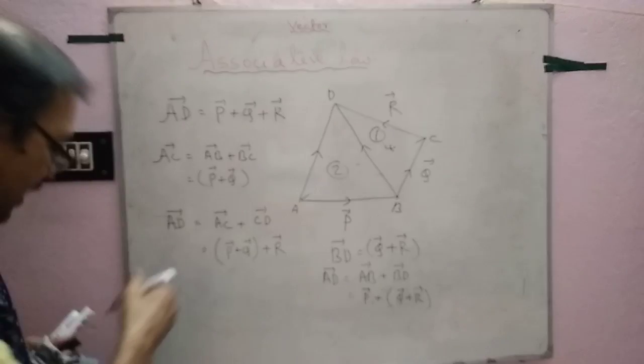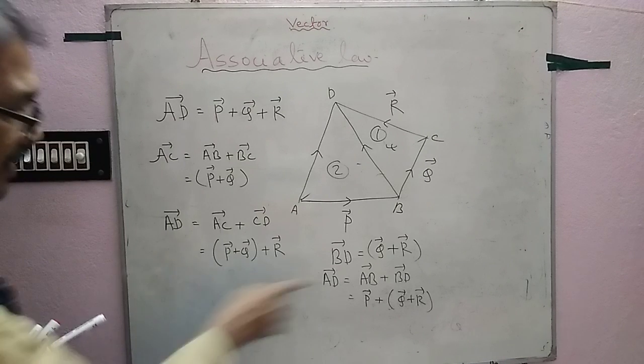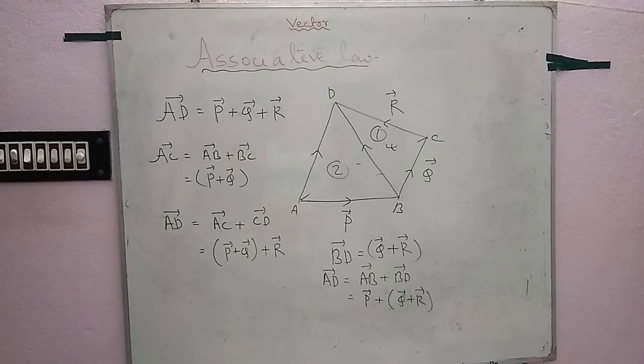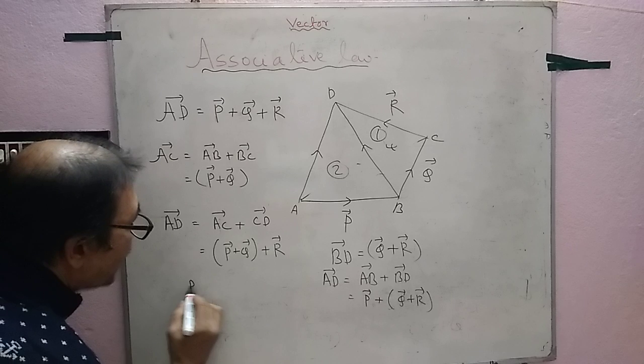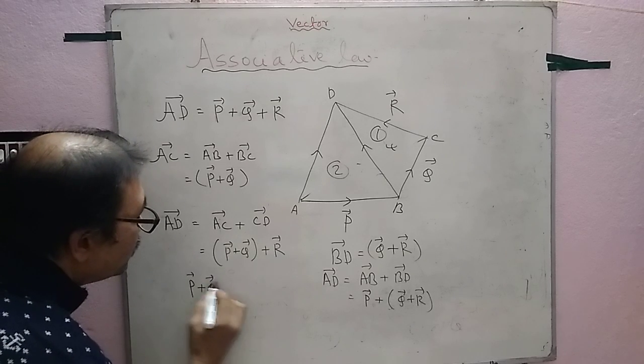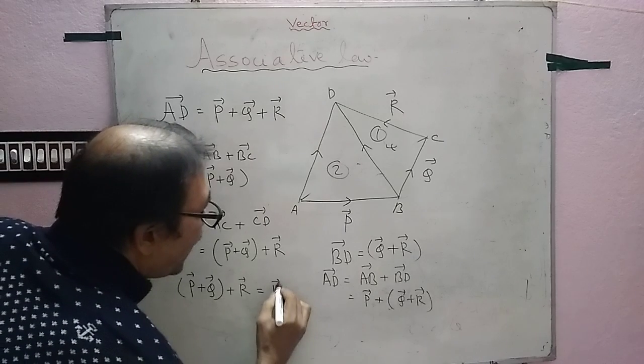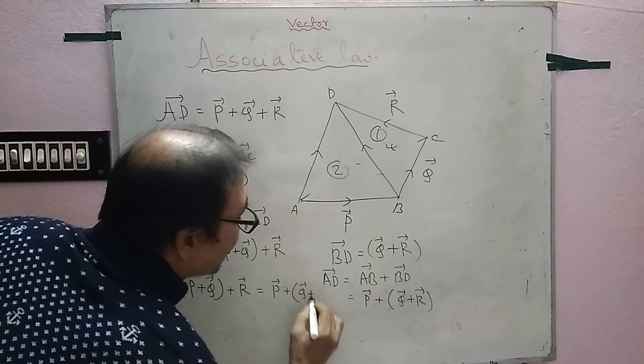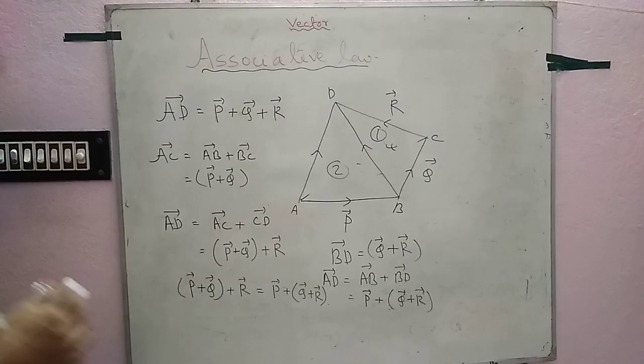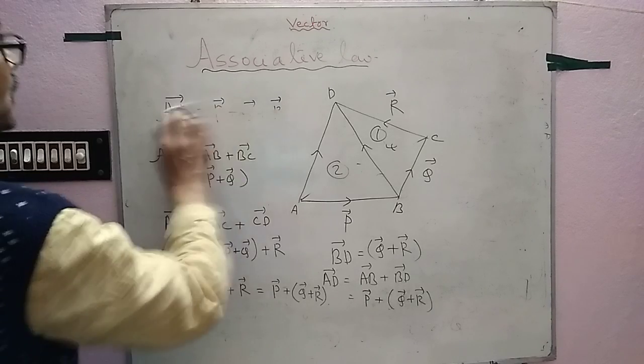From equation 1 and 2, this equation AD, from the two equations we get (P plus Q) plus R equal to P plus (Q plus R). This is the associative law of vector addition. Clear? Very simple. Okay. Next problem.